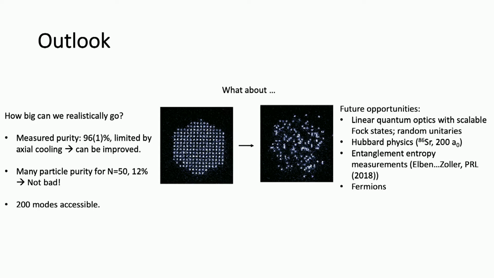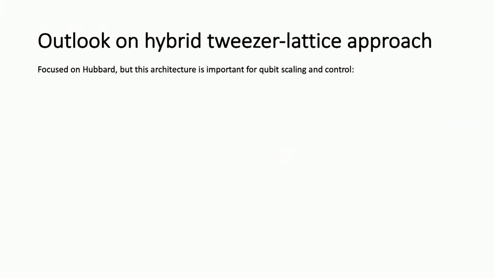We could also look at Hubbard physics by switching isotopes to strontium-86. We could look at entanglement entropy measurements by projecting potentials on top of this lattice. And we could even think about switching to fermions. So this, in general, strikes me as a new path to getting at the physics observed in a quantum gas microscope, but combined with the nice features of tweezers.